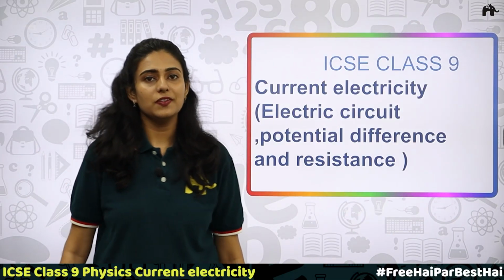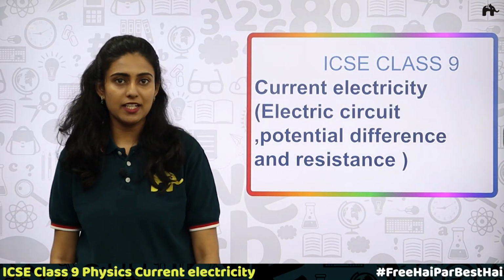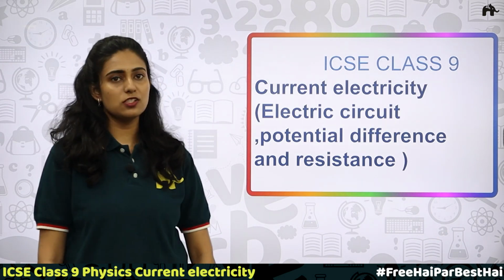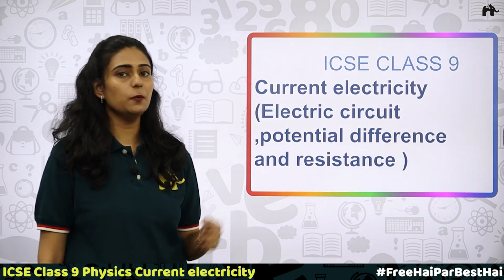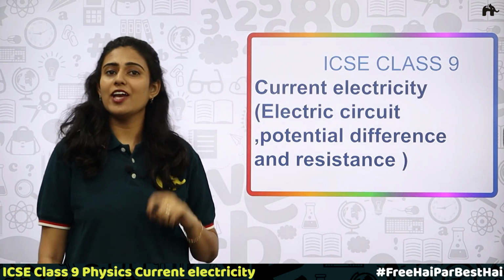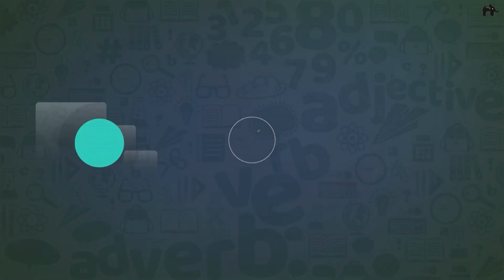In today's class, we are going to discuss ICSE Class 9 Physics Chapter 9 Current Electricity. We will be discussing the topics Simple Electric Circuit, Potential Difference and Resistances. Are you all ready for the session? Let's begin.